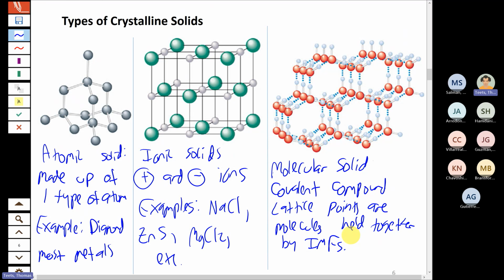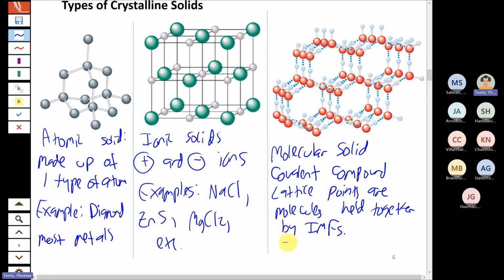In the other two categories, you have actual chemical bonds holding all the atoms together. So in diamond, it would be covalent bonds. In metals, it would be what's called a metallic bond, which we're going to talk about here in a second. And in ionic compounds, it would be ionic bonds. In molecular solids, you just have the bonds within the individual molecules, and then those molecules will be held together by intermolecular forces. So the example which is pictured here is ice.